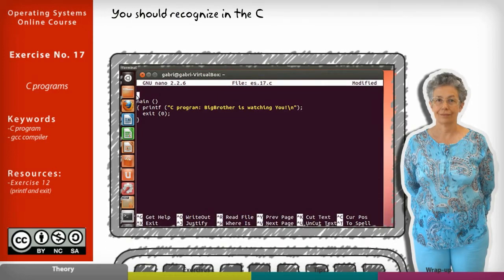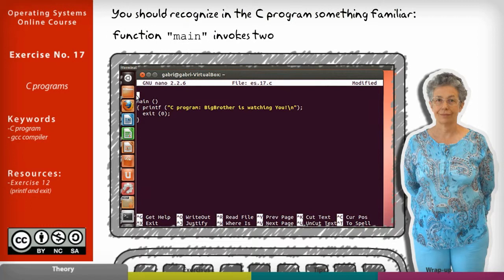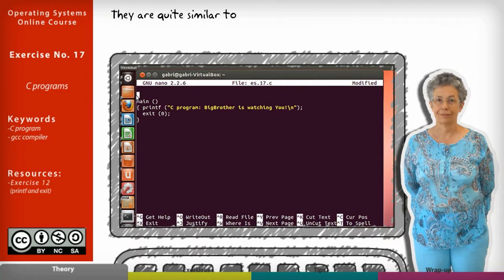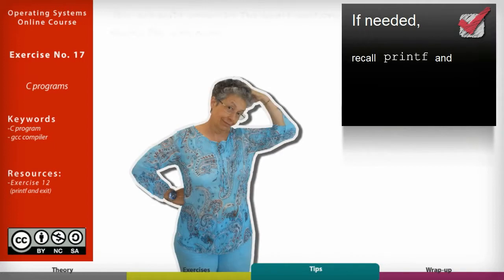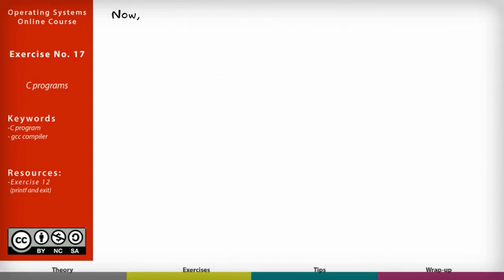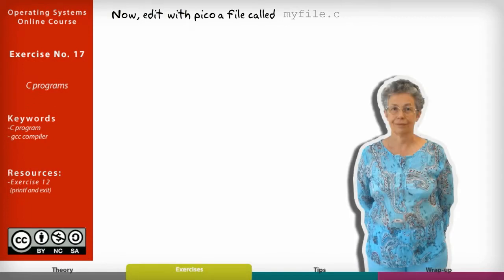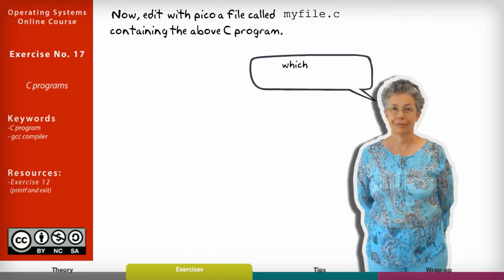You should recognize in the C program something familiar. Function main invokes two more functions, printf and exit. They are quite similar to the bash functions having the same name. If needed, recall printf and exit from exercise 12. Now, edit with Pico a file called myfile.c containing the C program which we have seen so far.